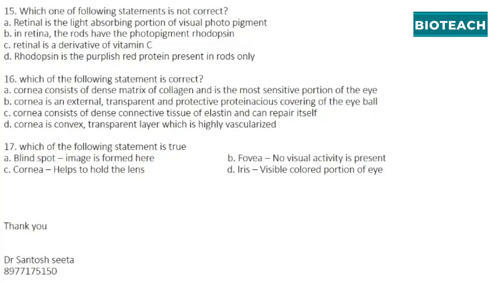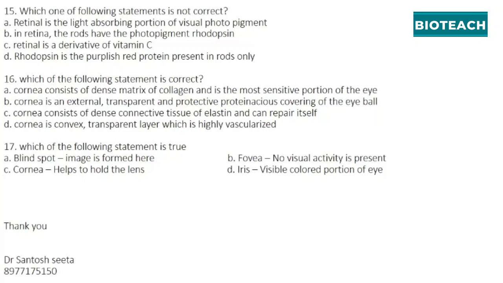Question 16. Which of the following statements is correct? Cornea consists of dense matrix of collagen and it is the most sensitive portion of the eye. Cornea is an external, transparent and protective proteinaceous covering of the eyeball. Cornea consists of dense connective tissue of elastin and can repair itself. Cornea is a convex, transparent layer which is very vascularized. So the answer is 1. Cornea consists of dense matrix of collagen and is the most sensitive portion of the eye.